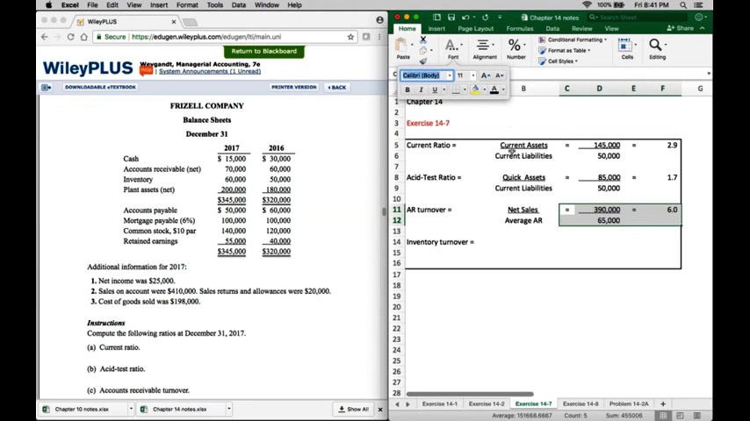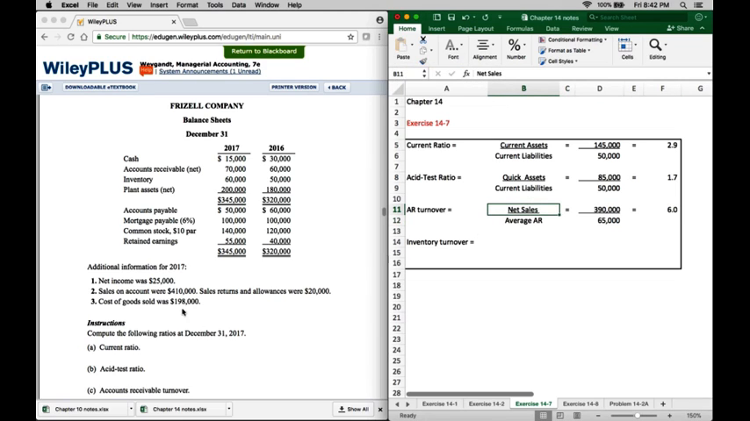So in the numerator we have 410 minus 20 gives us 390. In the denominator we have 70 plus 60 divided by 2, that gives us 65, and this works out to 6. Inventory turnover is calculated as cost of goods sold divided by average inventory. Cost of goods sold has been given to us at 198. Average inventory is calculated as 60 plus 50 divided by 2.